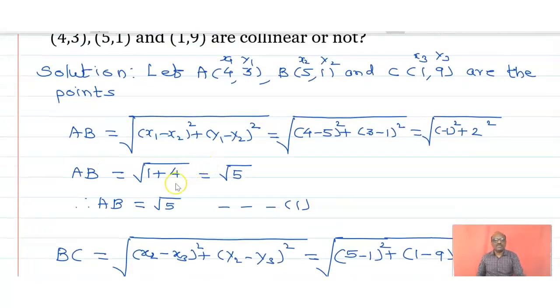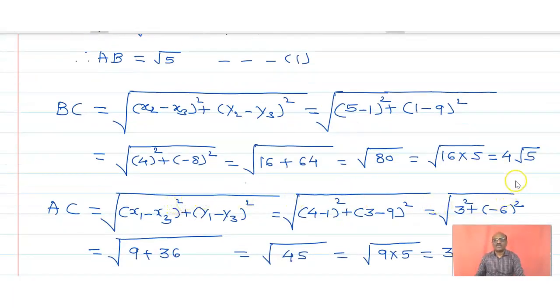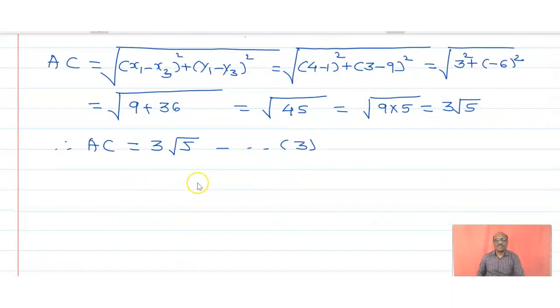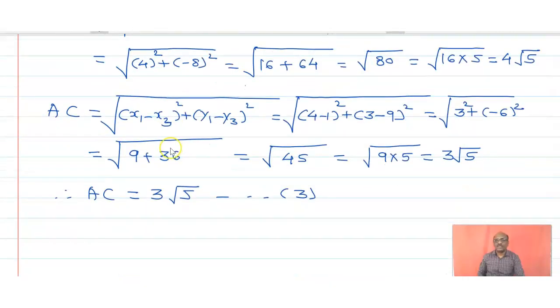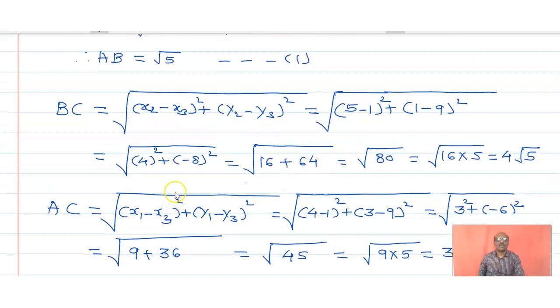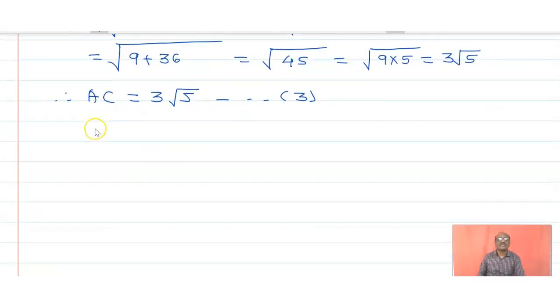Now if we see this, AB is root 5, BC is 4 root 5, and lastly AC is 3 root of 5. If we add the first and the last, then 1 plus 3 gives 4, 4 root of 5. Okay, means the point A is in between B and C.